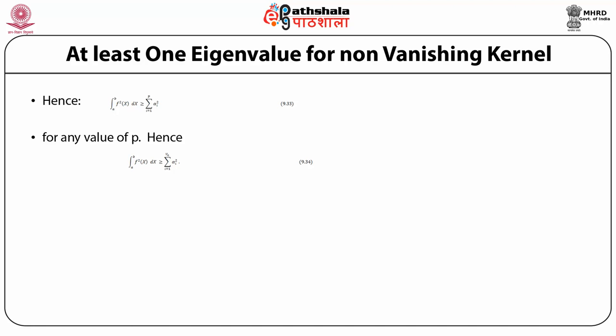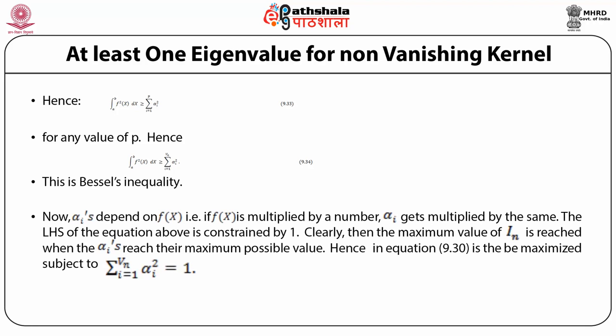Hence, the integral of f squared dx from a to b is greater than or equal to the sum of alpha i squared, where i now goes from 1 to vn. This is Bessel's inequality. Now, the alpha i's depend on f(x). That is, if f(x) is multiplied by a number, alpha i gets multiplied by the same number. The left-hand side of the equation is constrained by 1. Clearly, then, the maximum value of I_n is reached when the alpha i's reach their maximum possible value.